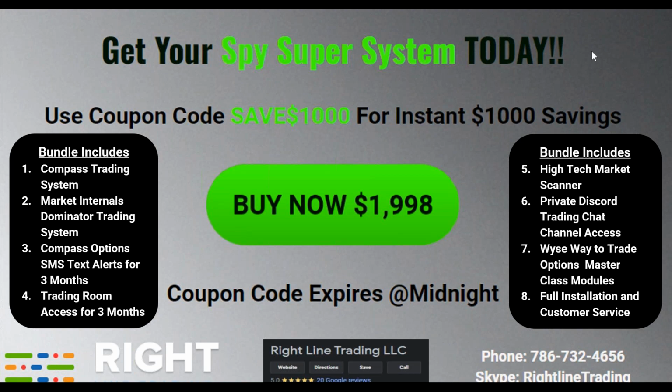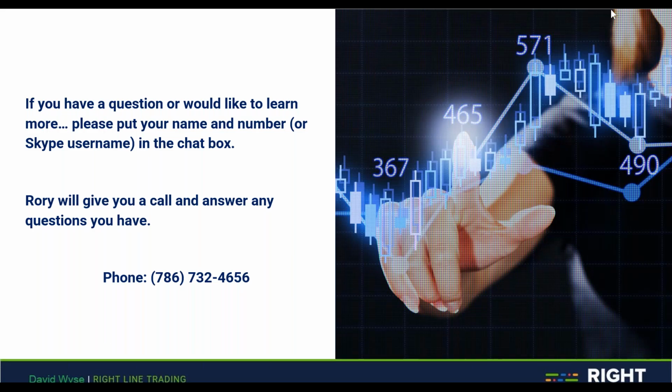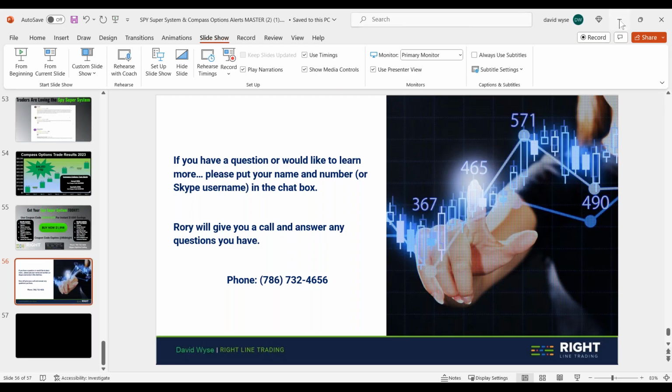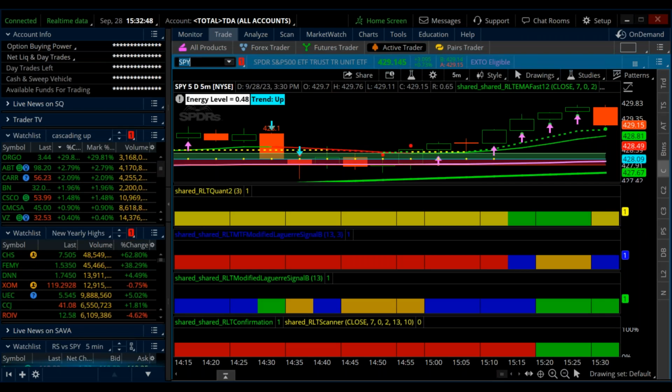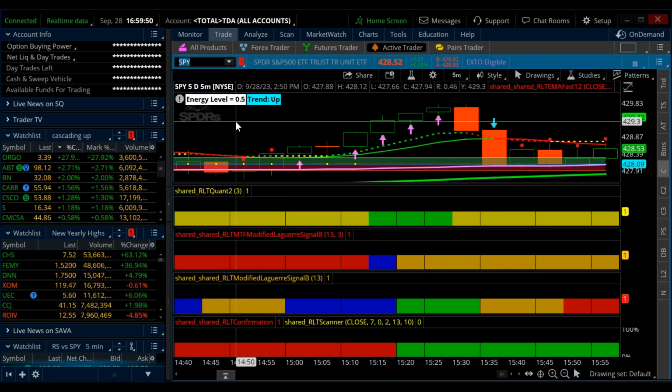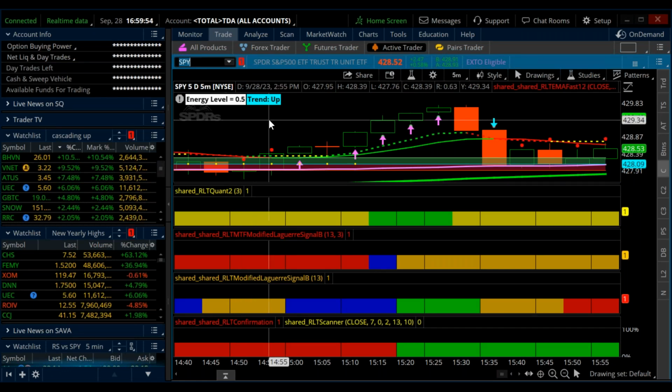Let me drop this down for a second and go over to... all right, so here's the current Compass system. This is live. It's SPY. Now I stop the SPY at the end of the day.